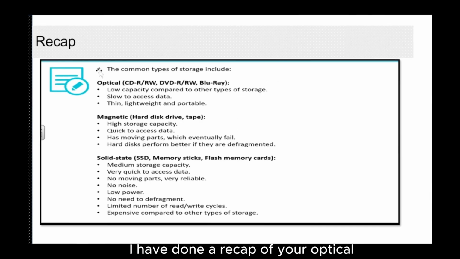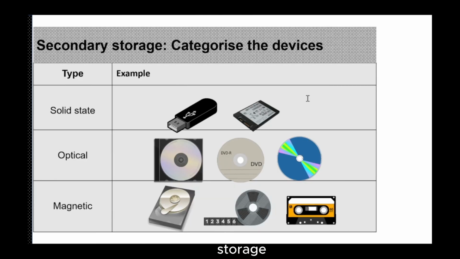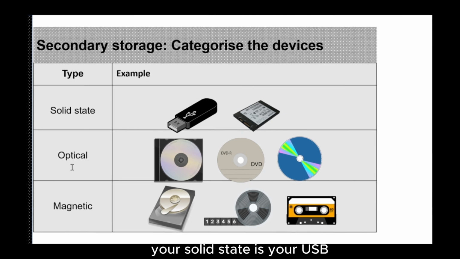I have done a recap of your optical, magnetic, and solid state. You can have a read, a quick read would be fine. I have categorized these storage types in three different ways. Solid state is your USB. Optical is your DVD, CD, Blu-ray. Magnetic is your tape, your archive tape, and your hard disk.